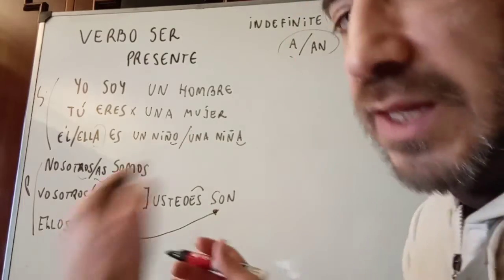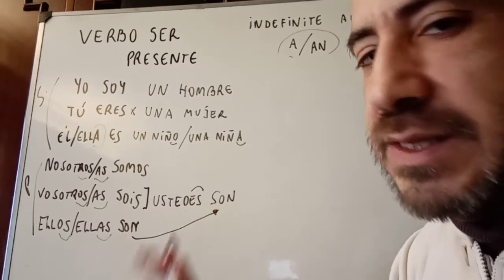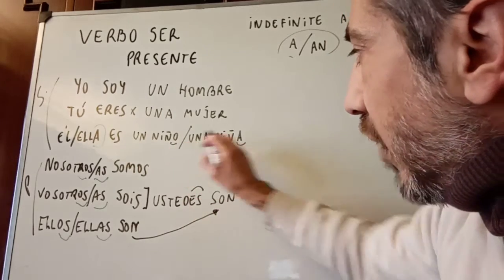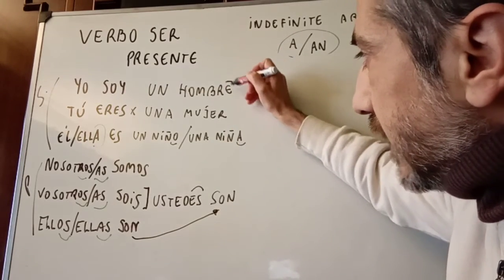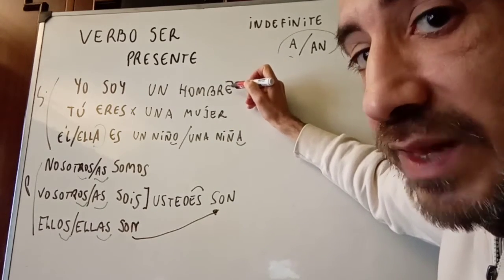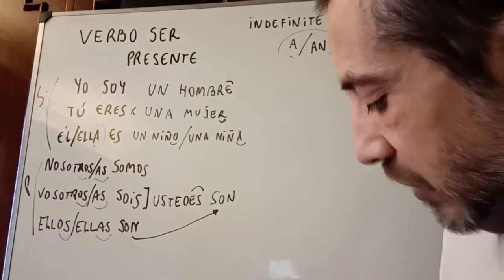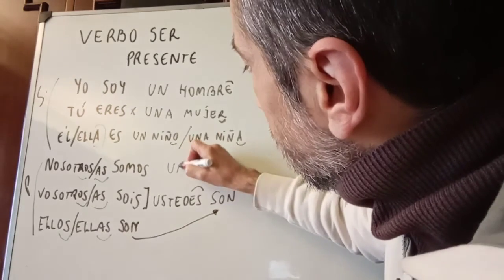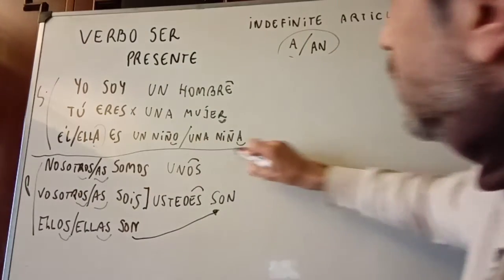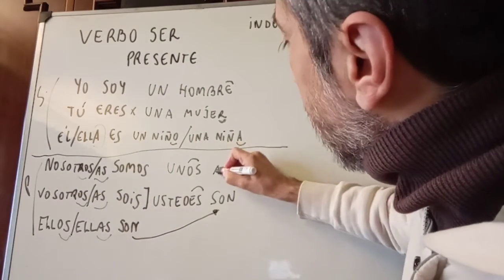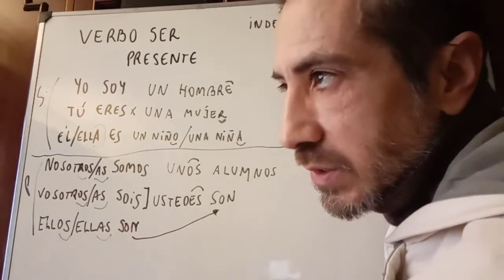So in most cases we do this. The O is masculine and the A feminine, but we do have exceptions. So this is the easiest part when we have O and A. But then you'll see, well, here you see that hombre is masculine and it ends with E, and mujer is feminine and it ends with R. Nosotros somos unos. Now I add this because now I'm in the plural. Nosotros somos unos alumnos. We are students.